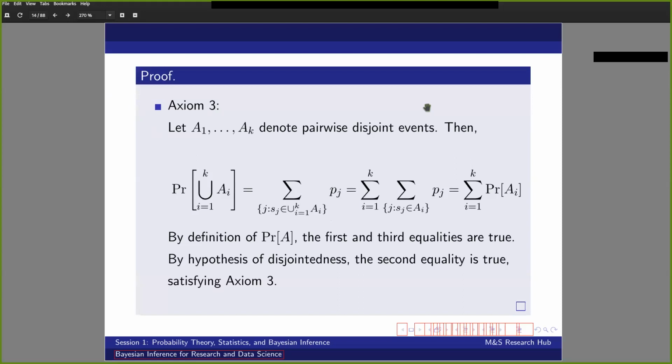And last, let the sets A1 to AK denote pairwise disjoint events. Then, taking the probability of their union leads to this equality. Now, we know that the first and third equalities are true because this is how the function P is defined. Additionally, the second equality is true by hypothesis of disjointedness, satisfying axiom 3.